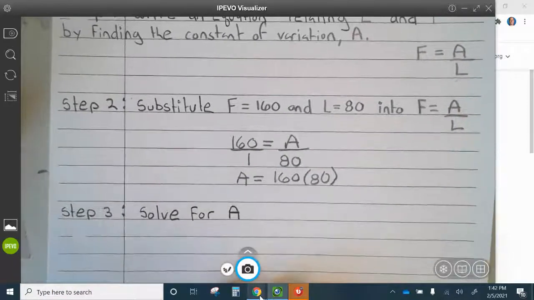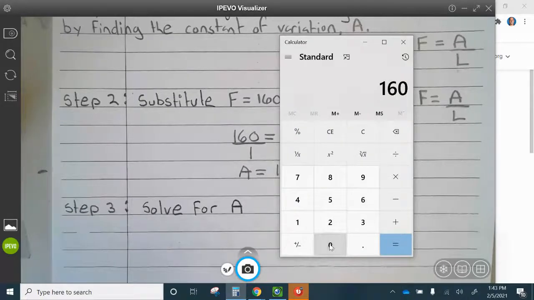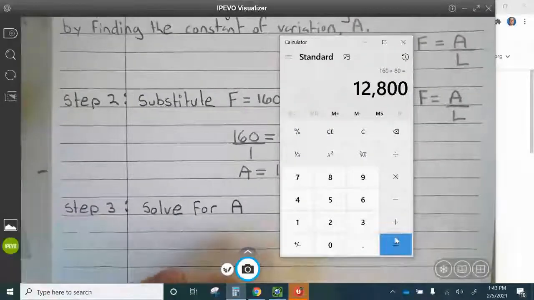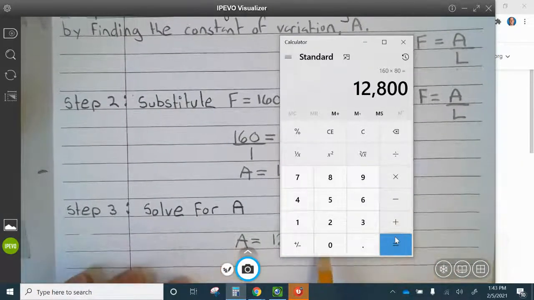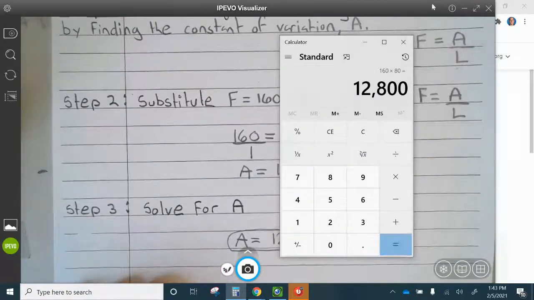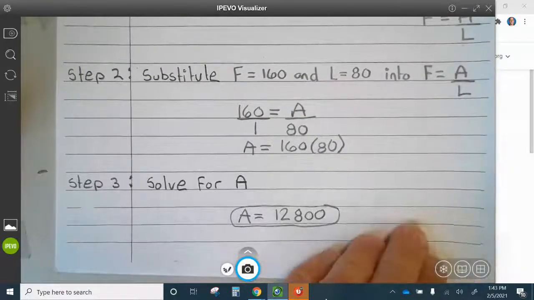Okay, so let's use our calculator. 160 times 80 equals 12,800. So A equals 12,800. All right, let's go on to the next step.